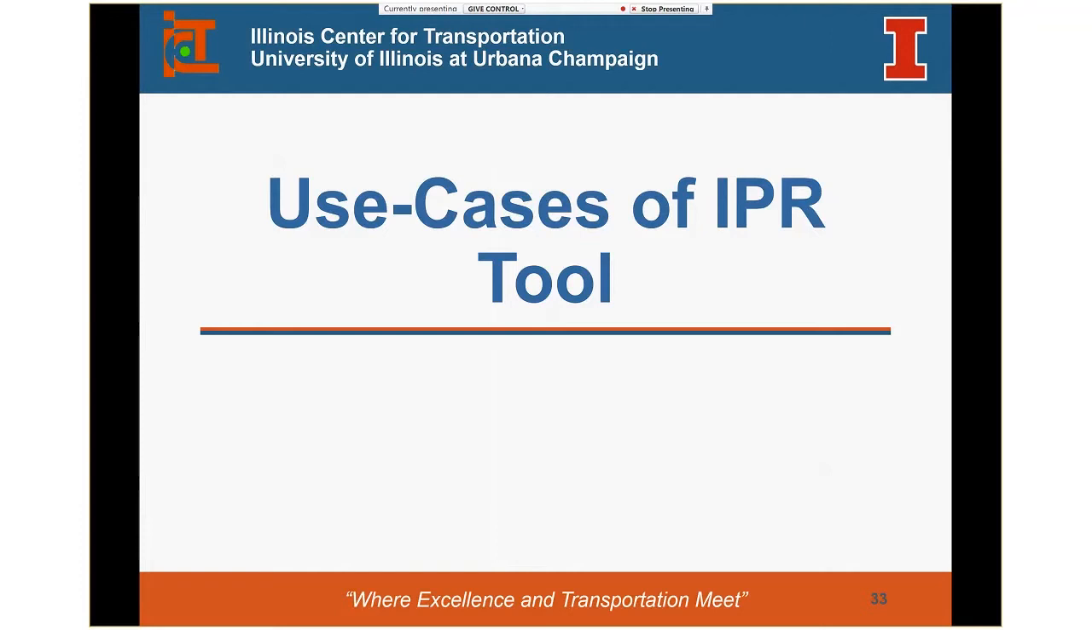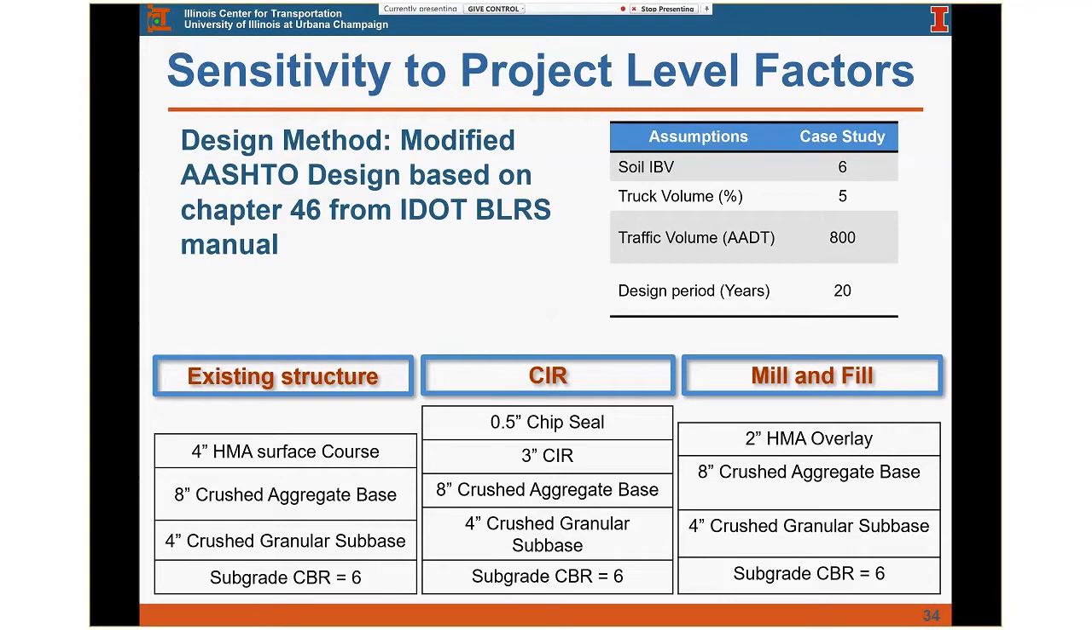I'm going to now present several use cases in the last 5 minutes before we move on to the demo. These are some of the use cases of the IPR tool, which is the Federal Highway Administration tool. In these use cases, we selected 2 comparative designs for an existing structure of 4-inch HMA surface course, 8-inch crushed aggregate base on a CBR of 6. We came up with 2 different types of treatments and used IDOT's Bureau of Local Materials.